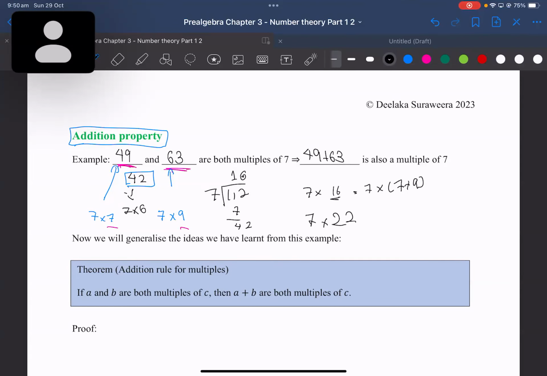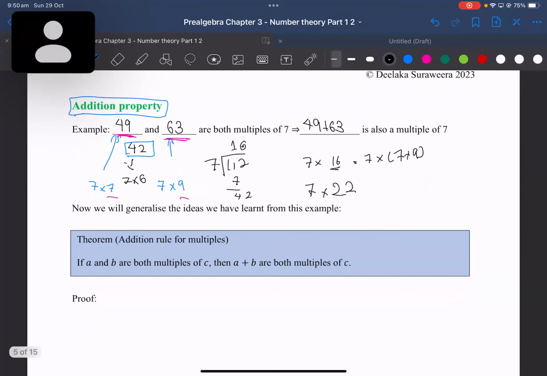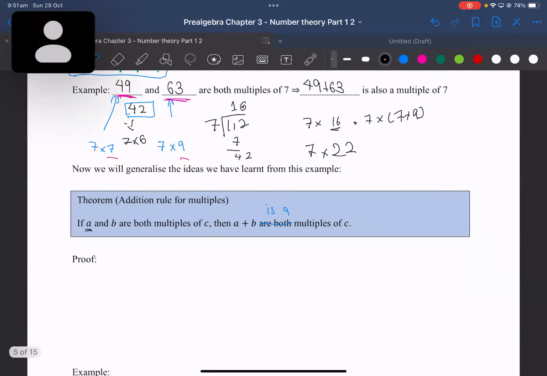All right. And here's the idea. Now we're going to generalize this to any number. Here's the important theorem. If A and B are both multiples of C, then A plus B is also, no, sorry, if A is a multiple of C and B is a multiple of C, you add them together, it's still a multiple of C. And here's the proof.